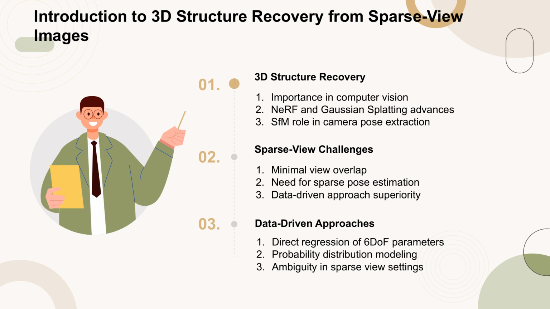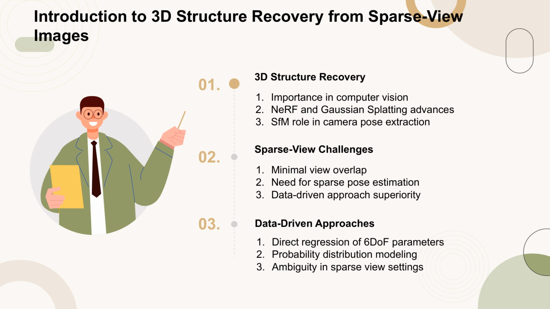The recovery of 3D structure from sparse-view images is crucial in computer vision. Recent advancements in neural radiance field, NeRF, and Gaussian splatting have enabled high-quality 3D reconstruction and novel view synthesis. At the core of these methods, structure from motion, SFM, is essential for extracting camera poses from input images. However, challenges arise in sparse-view scenarios where minimal view overlap can cause traditional SFM pipelines to fail.